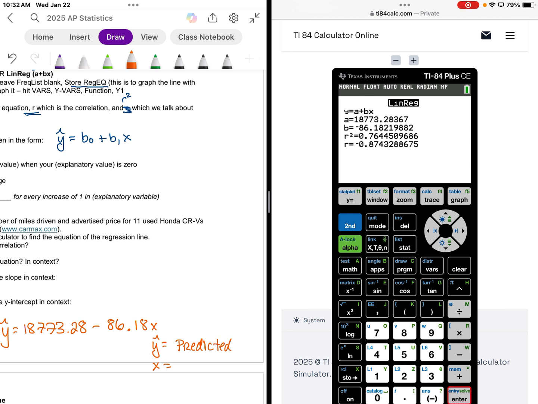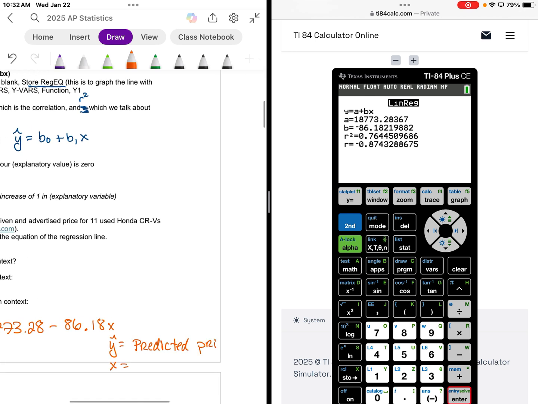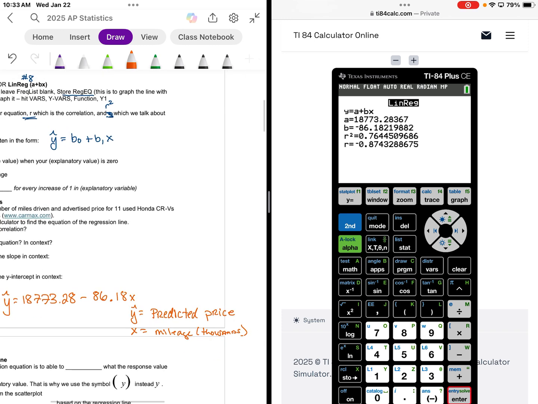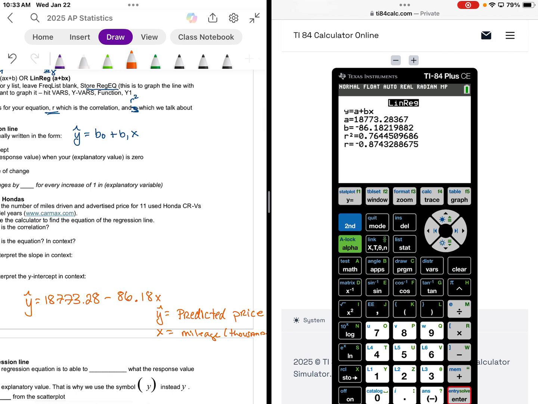It's our predicted price. If you just say price, they're going to count it wrong. Y hat is our predicted price. And our X value is mileage, and it's in the thousands. Again, if we leave off the units and just say mileage, they're going to mark it off, because we've abbreviated and didn't include the thousand as we're putting numbers in. So we have our equation, we have our variables defined. We have to do that for every free response question when we answer it.